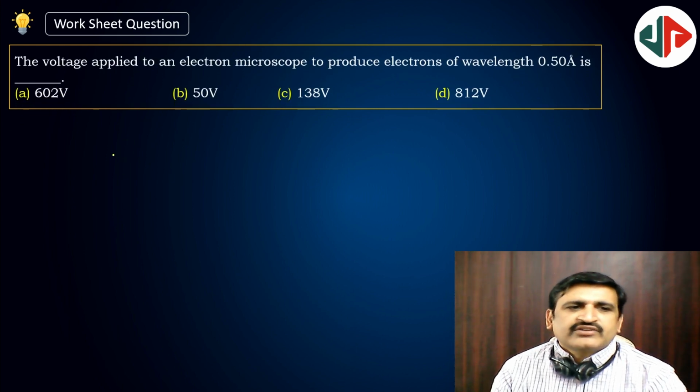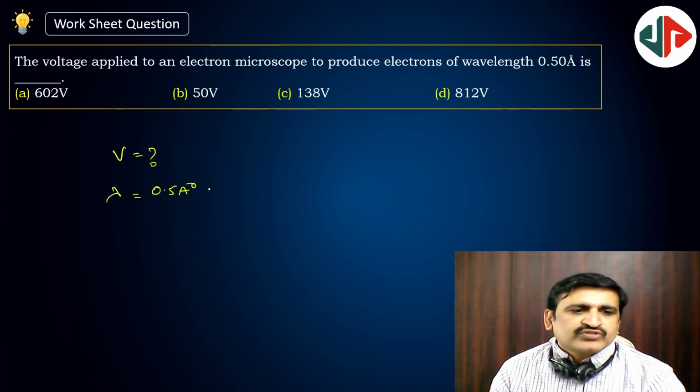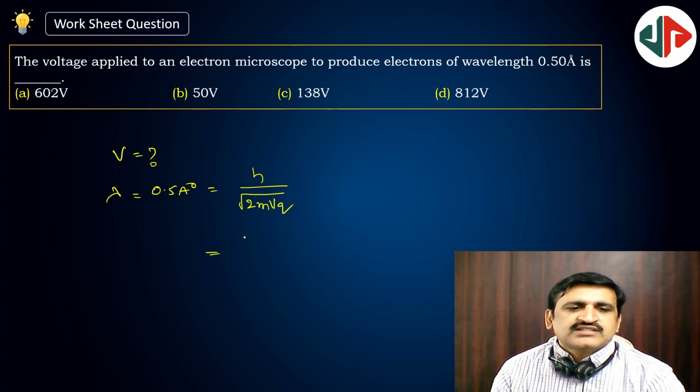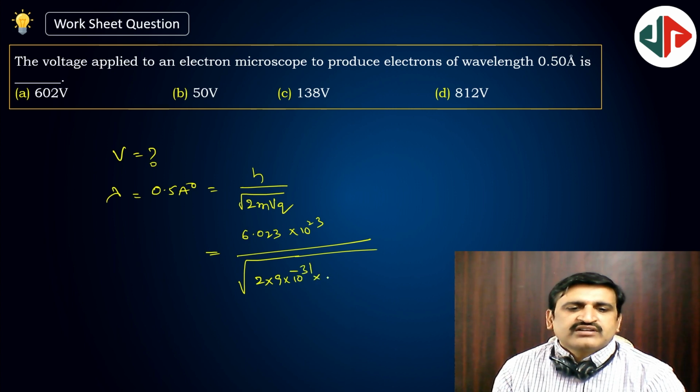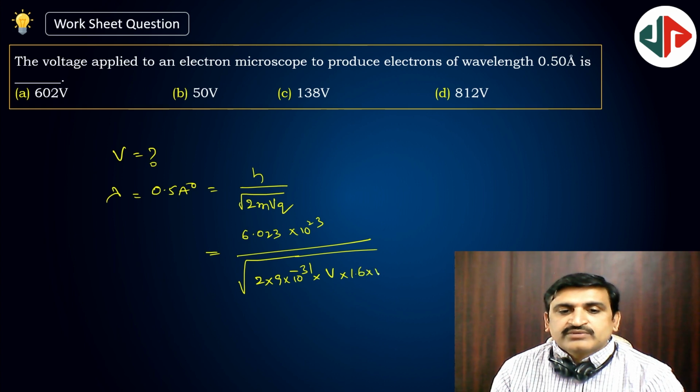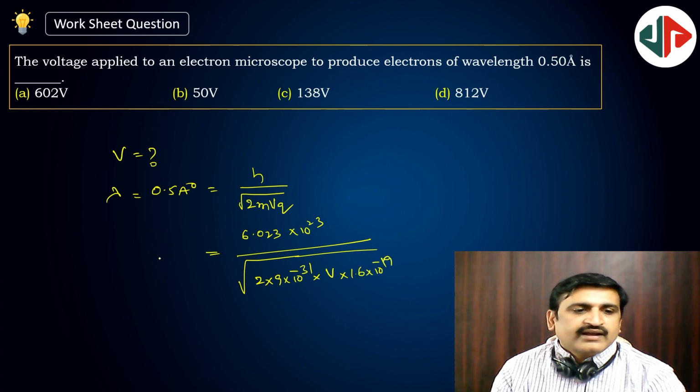Voltage applied to an electron, V, is equal to question mark, if wavelength lambda equals 0.5 angstroms. So lambda equals h by p, that is h by square root of 2mV. Let us substitute all these things: 6.023 into 10 power 23 by root over 2 into 9 into 10 to the power of minus 31 into V into Q value, 1.6 into 10 to the power of minus 19, and here 1 by 2 angstroms, 10 power minus 2, 10 power minus 10.